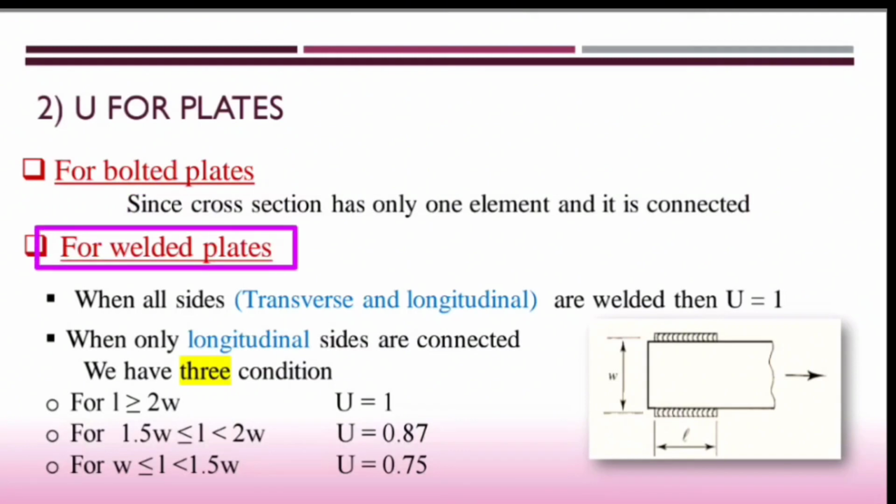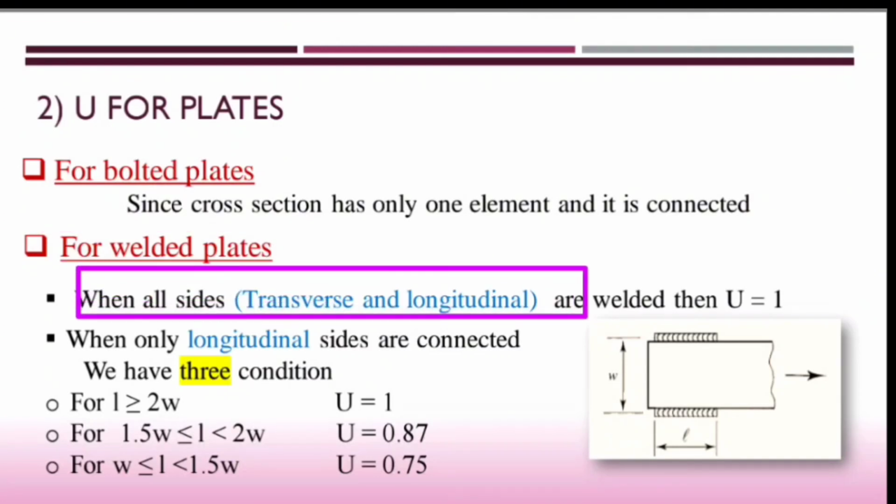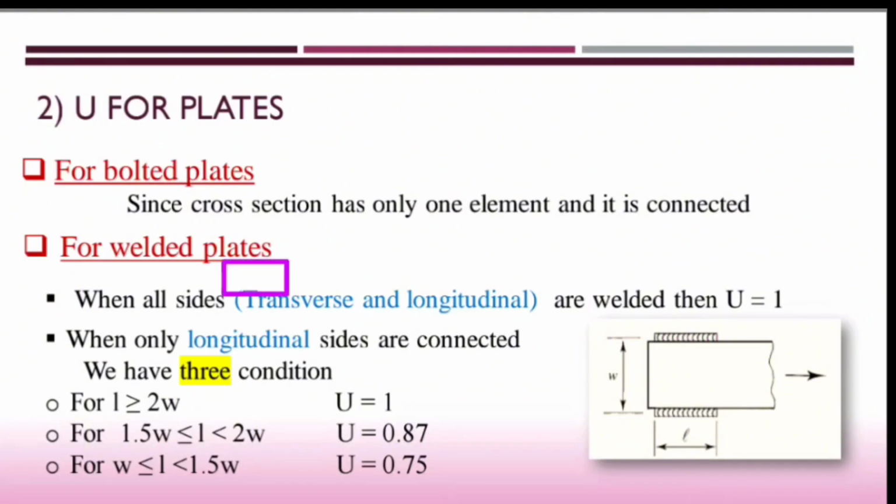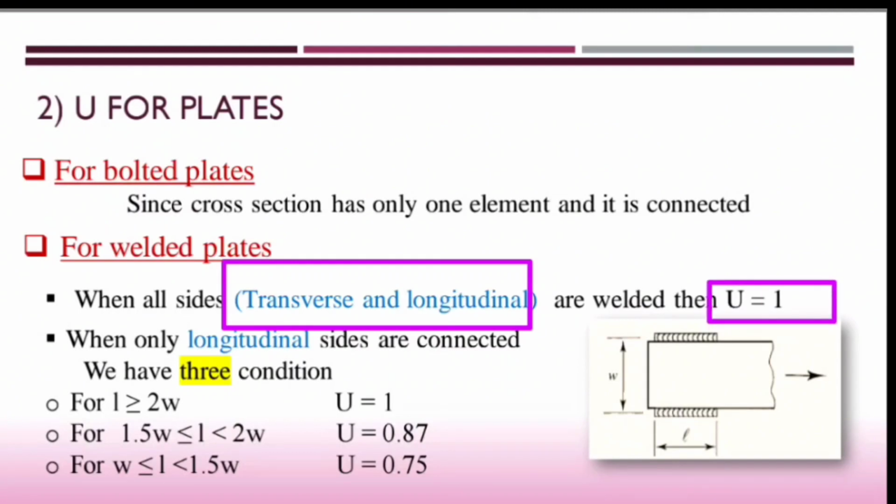For a welded connection, what will be the value of U? Remember this: the side in the direction of load is called longitudinal, and the perpendicular direction side will be called transverse. So here this is the longitudinal and this will be the transverse because the load is in this direction. So when all the sides, transverse and longitudinal, are welded, then U will be equal to 1.